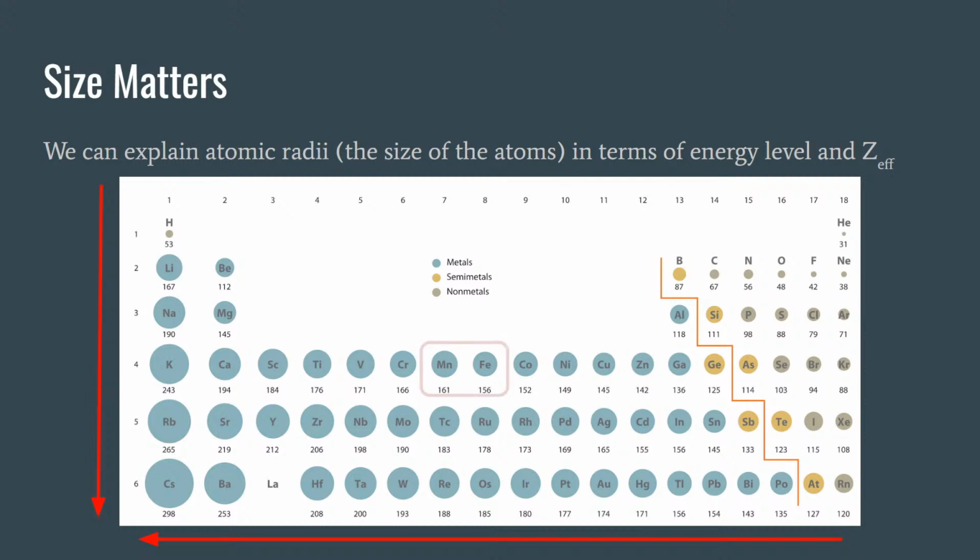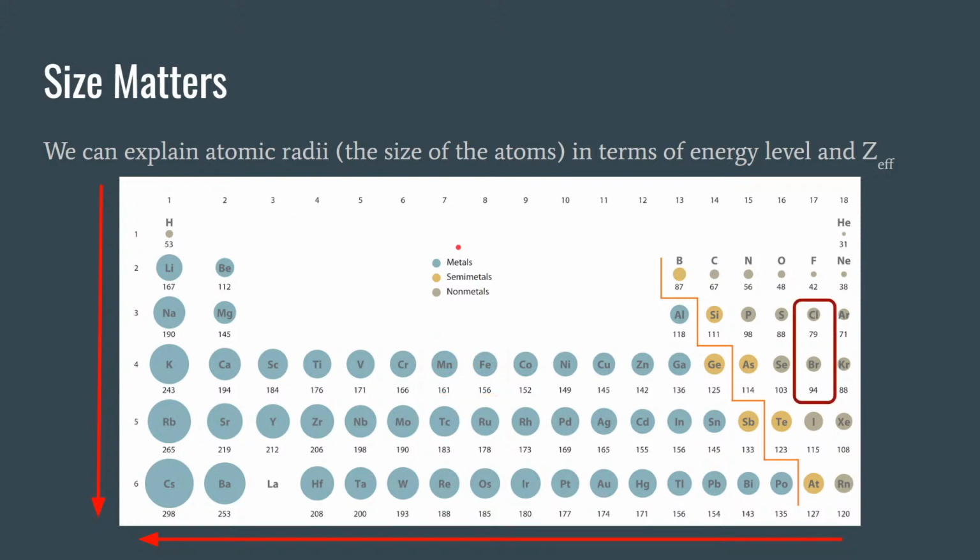They can ask you to compare two atoms within a row, within the same period. Like between manganese and iron, which one is larger? Well, the one further to the left is going to be larger because it has a lower effective nuclear charge. When they're in the same row, they're in the same energy level, so the difference is the effective nuclear charge.